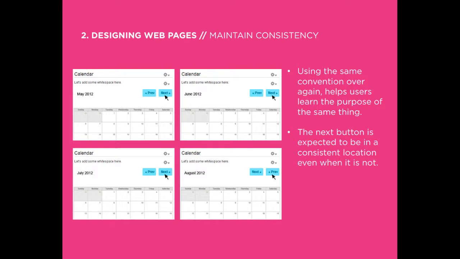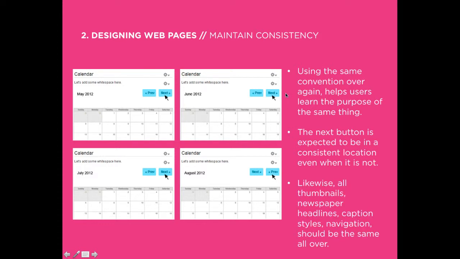The next button is expected to be in a consistent location, even when it is not. That's why when we reach August and the next button has been replaced by the previous button, the user still thinks that if they click on that top right corner, that is the next button. So now they're confused. Likewise, all thumbnails, newspaper headlines, caption styles, and navigation should be the same all over.